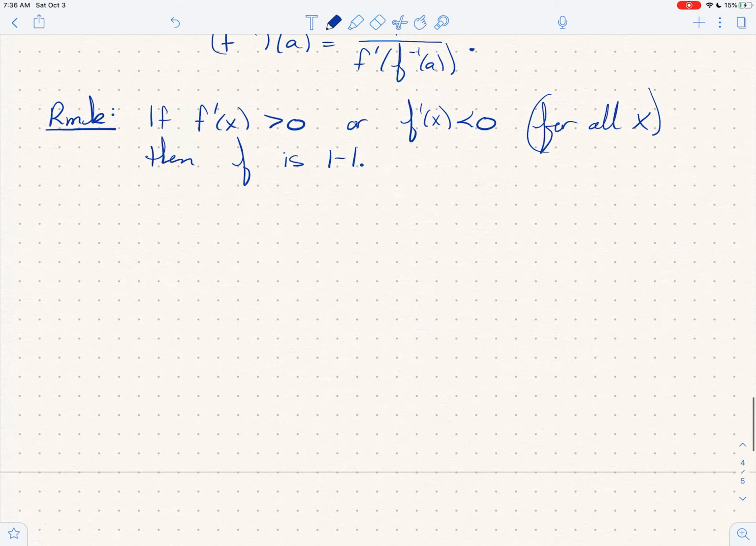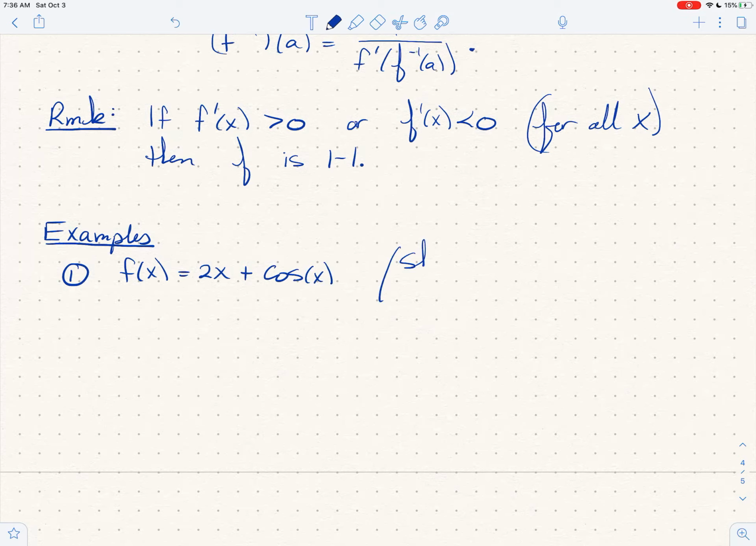So let me do some examples with you. Here we go. So the first one, I want us to consider f of x equals 2x plus cosine of x. And I want us to show f is 1-to-1, and I want us to find f inverse prime of 1. And I have to warn you that there's something about these problems that can trip people up.